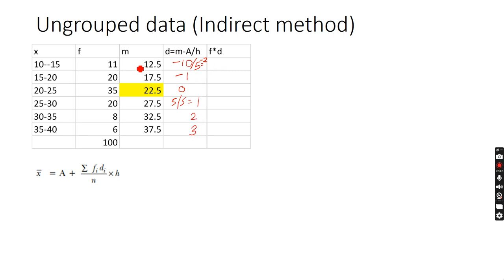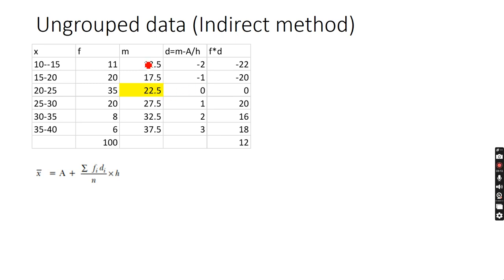Our next step is not fm but fd. So minus 2 into 11 should be minus 22. Minus 1 into 20 is minus 20. 35 into 0 is 0. 20 into 1, 20, and so on. So I've completed the table for you. Have a look at this.